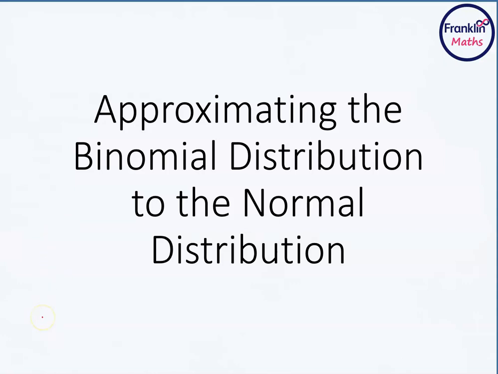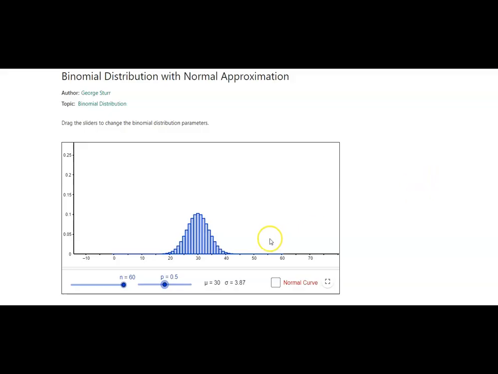Okay, so I'm going to pull up an animation which will show you what's going on. We'll have a look at it, and then we'll summarize what we can see. Okay, so I've loaded up GeoGebra. This has been made by George Stair. Thank you for that. And this is a normal distribution here. Sorry, not a normal. This is a binomial distribution here, with my number of trials being 60 and my probability of success in this case is 0.5. So it could be throwing a coin 60 times.